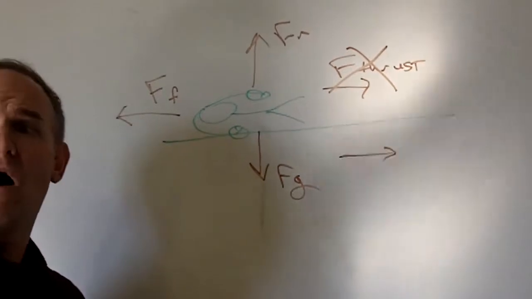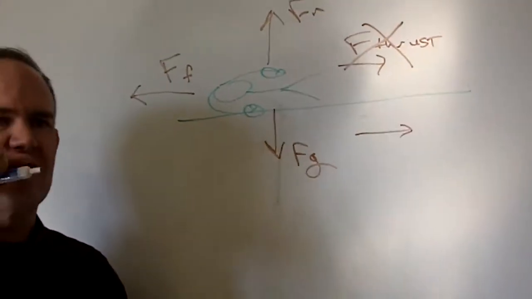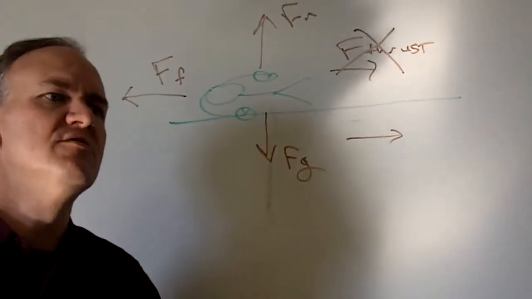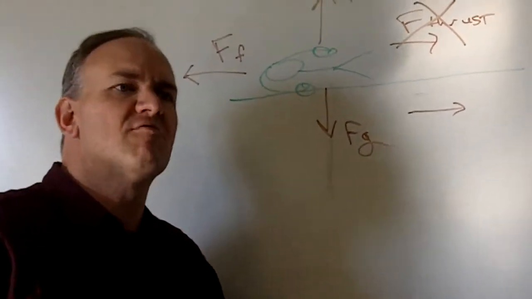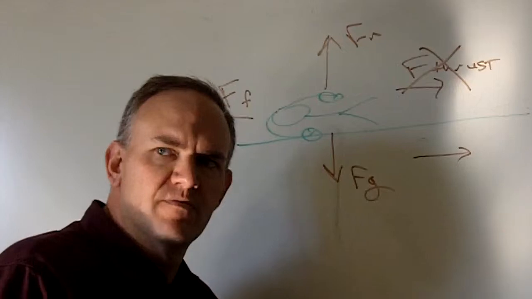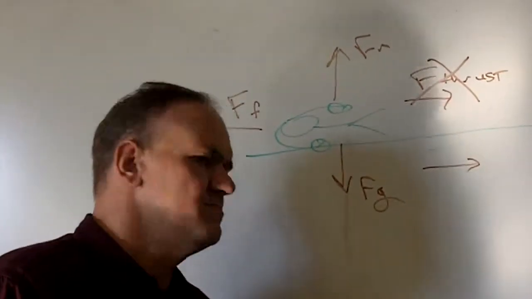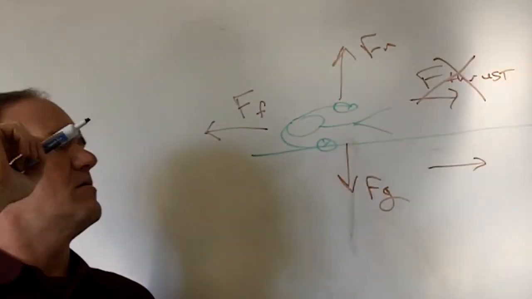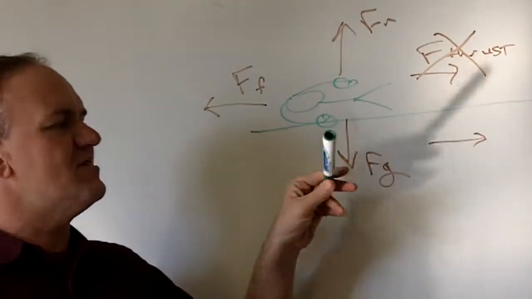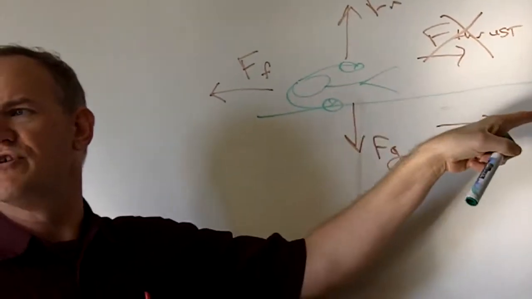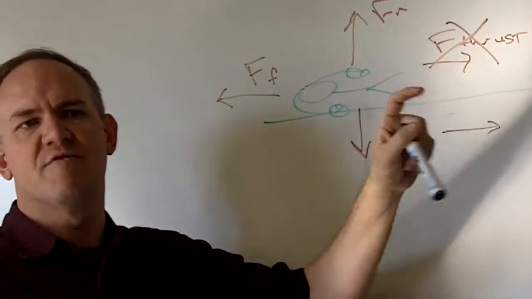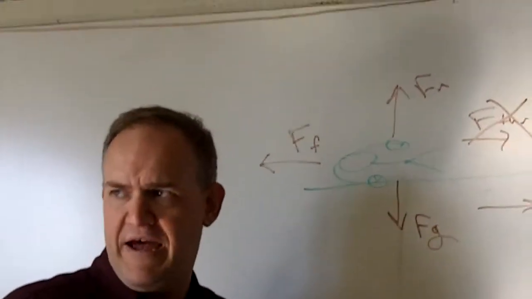So you say, well, she must have a force forward if she's moving forward. Is that true? Is it true that to move forward, something has to be pushing me right now in that direction? Not true. All we know is that if she's moving this direction, a minute ago she was moving this direction, and because of the first law, she is continuing to do that.